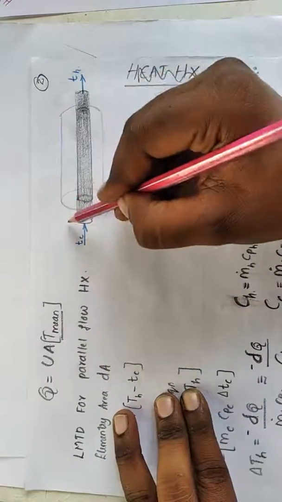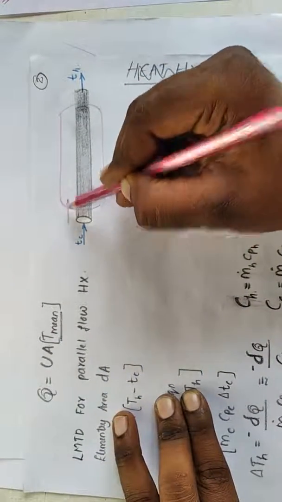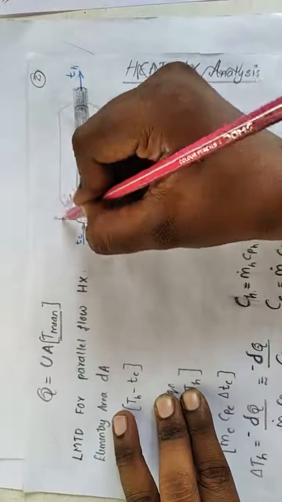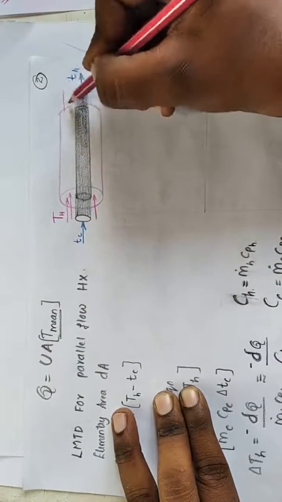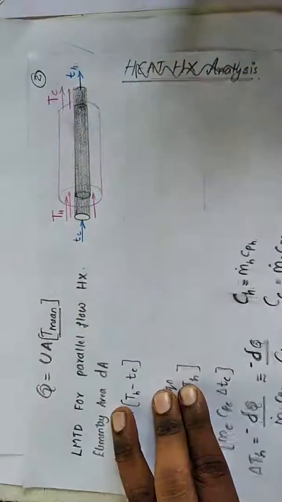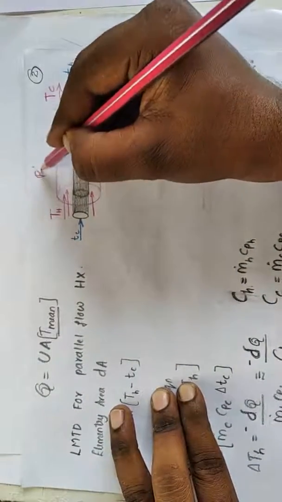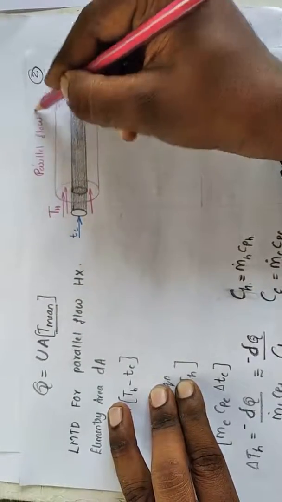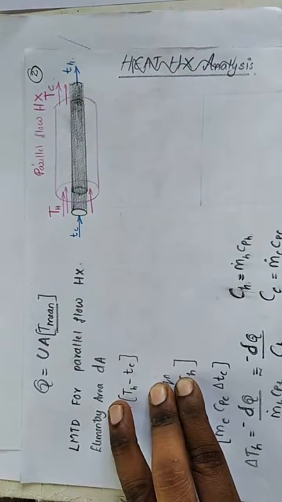Similarly, the hot fluid is circulated around this tube. That means this is the flow path for the hot fluid. This is capital TH and this is capital TC. This is a parallel flow heat exchanger. This is the case for the parallel flow heat exchanger.